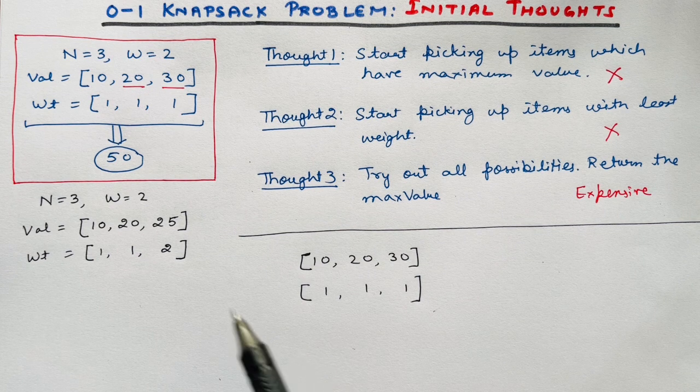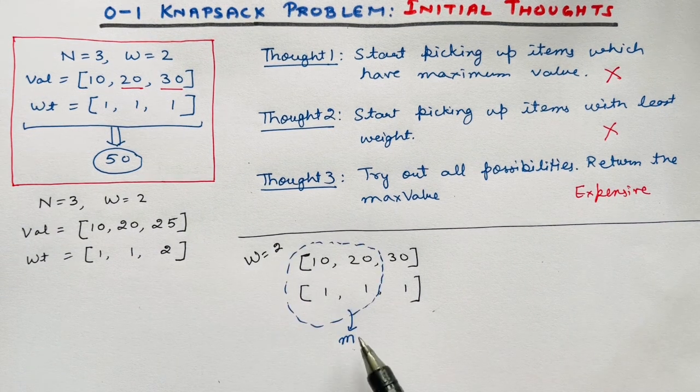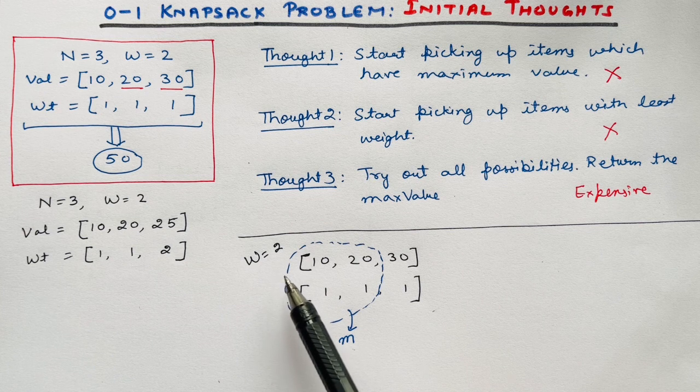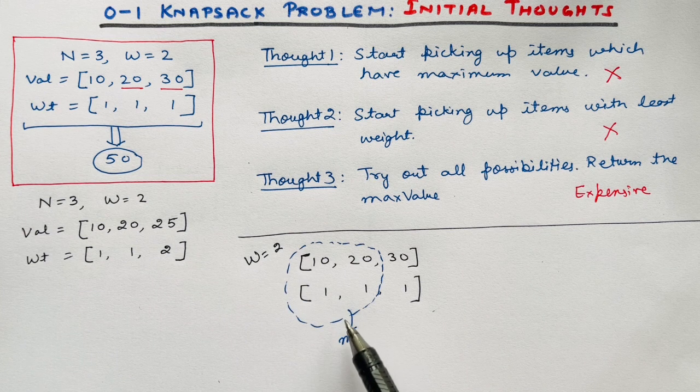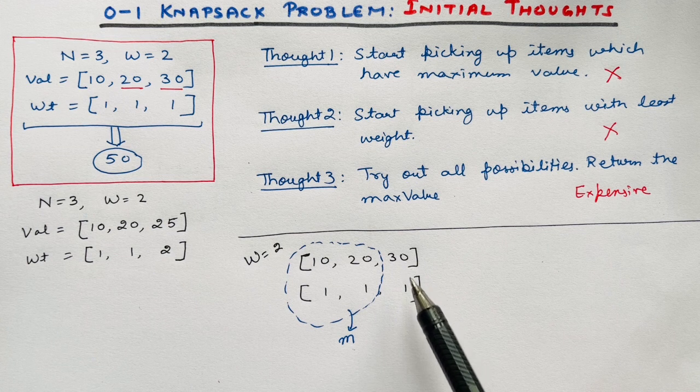So let us try to reduce the number of items first. Let us say we are dealing with only the first two items. This encircled part is our current problem. Now our capacity is still 2. Now if somebody comes and tells us the answer to this smaller problem, let's say m, then can we use this m and the value and the weight of the last item? Can we use these three to derive the answer for our original problem?